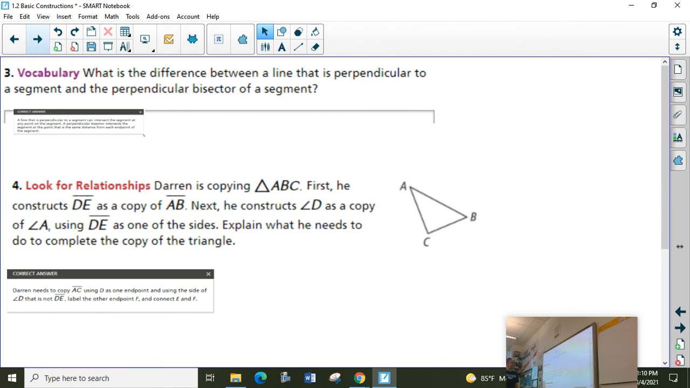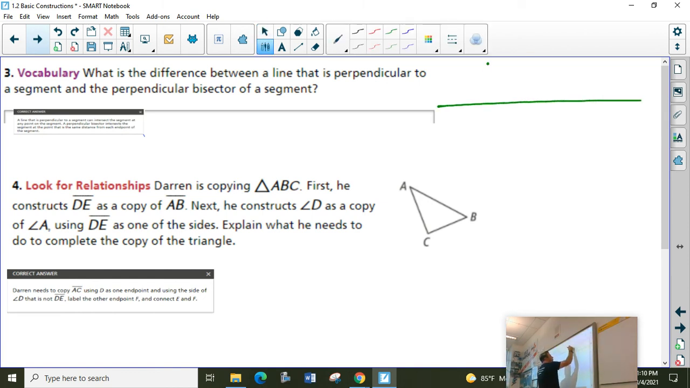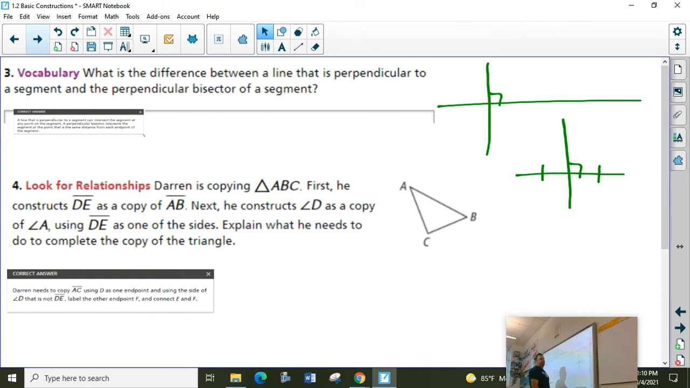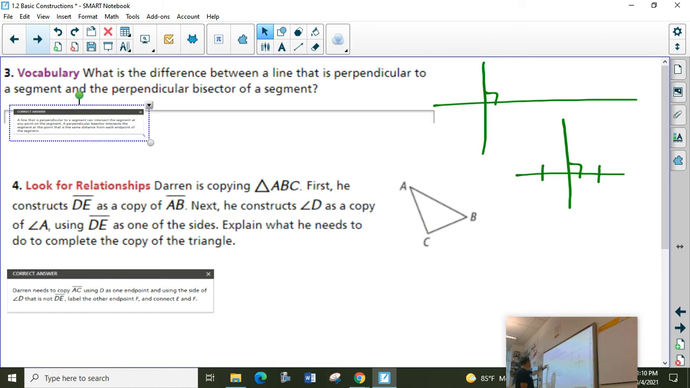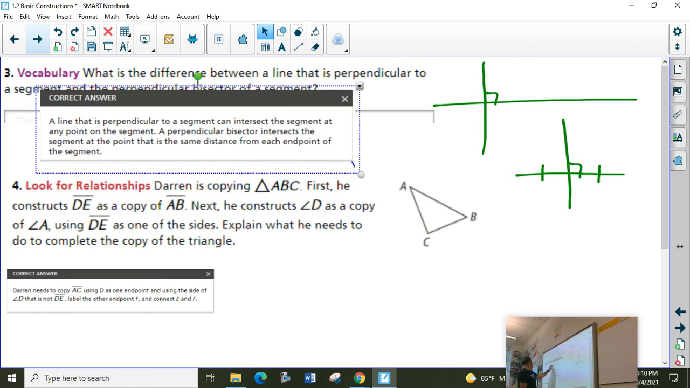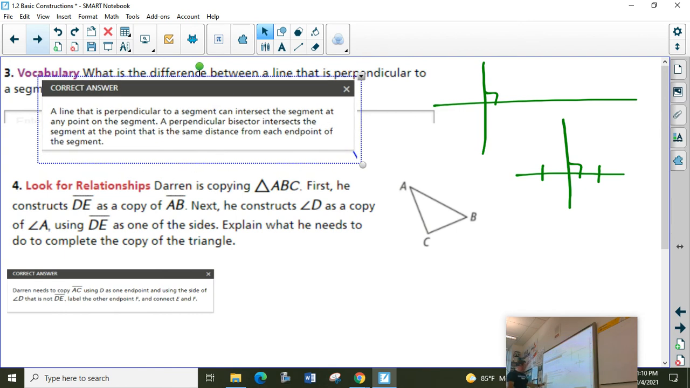What is the difference between a line that is perpendicular to a segment and the perpendicular bisector? If something's perpendicular, here's an example. That's perpendicular. A perpendicular bisector is when it cuts that line segment exactly in half. So you can have things that are perpendicular but not cutting in half. Here's the textbook definition if you want to write that down. Pause the video before I go on.